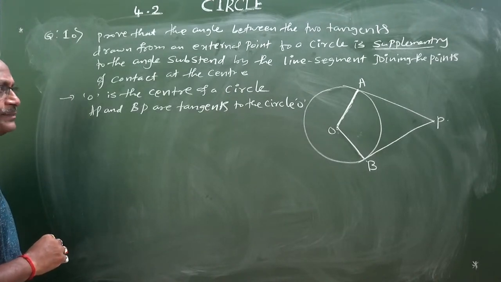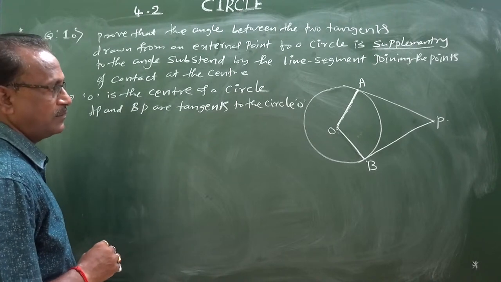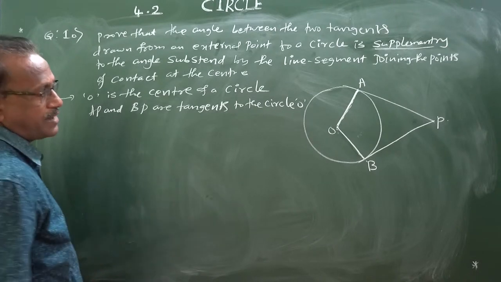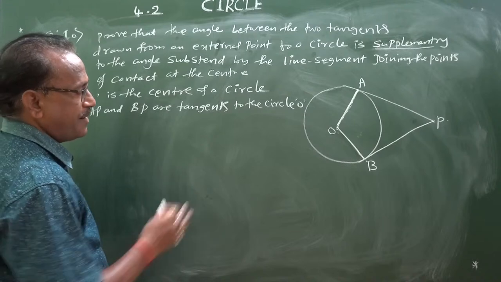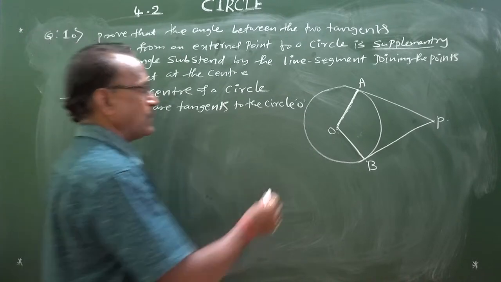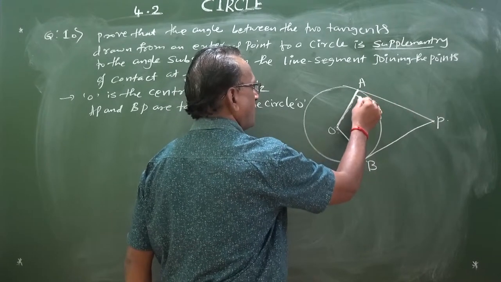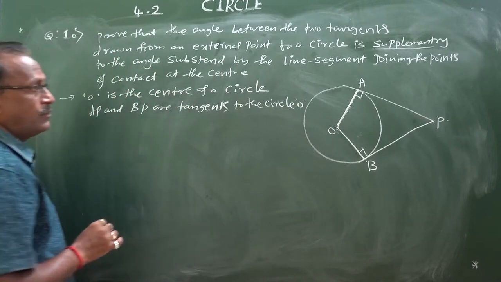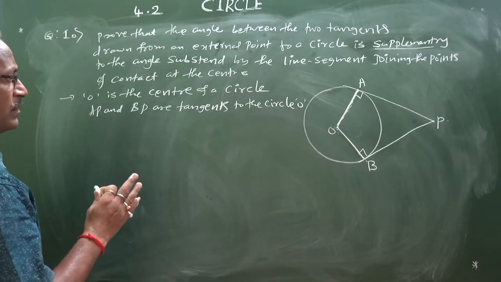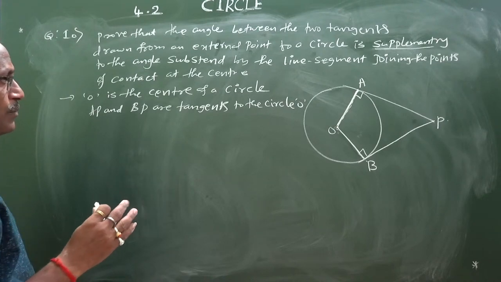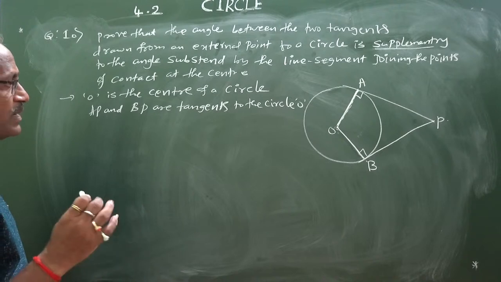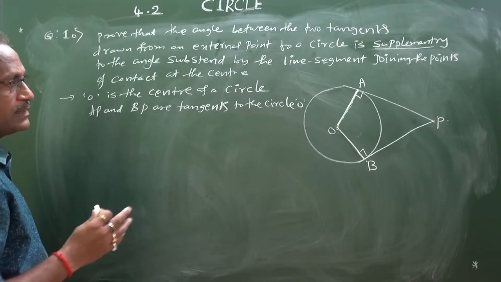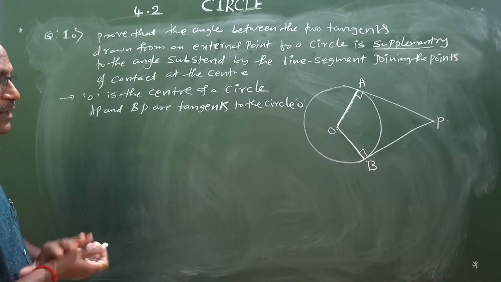Now you know it. Tangents from an external point are equal. And OA equals OB, radii are equal. The equal sides have equal opposite angles. And a radius drawn to a tangent is always perpendicular. This is the radius, this is the tangent drawn, always perpendicular. Therefore, now see here, PAOB is a quadrilateral. The sum of these four angles is equal to 360 degrees.